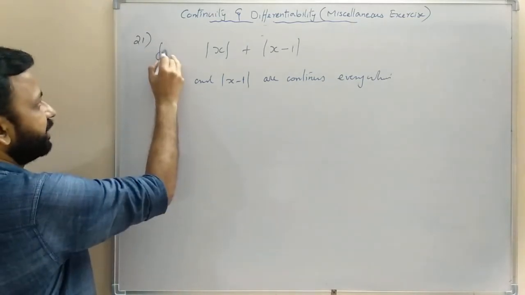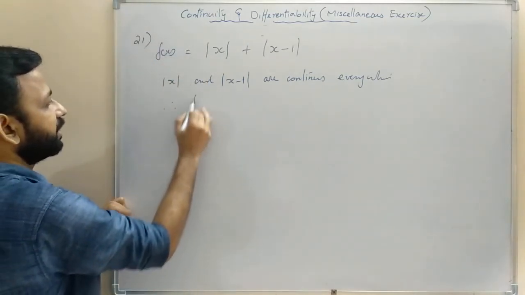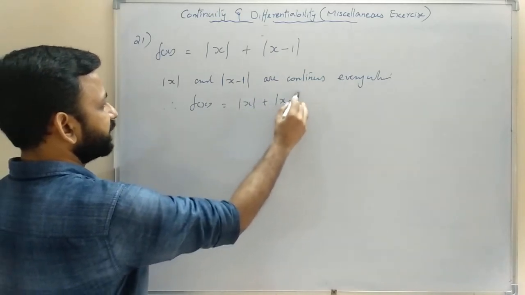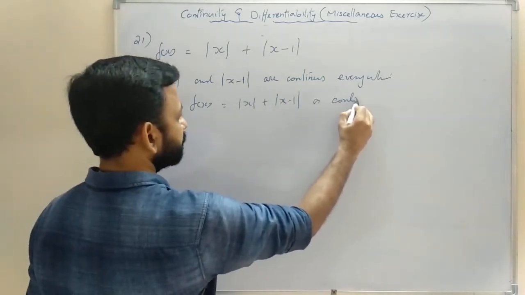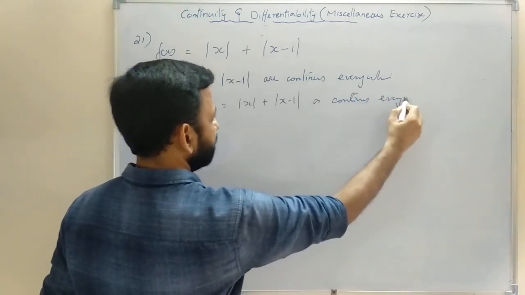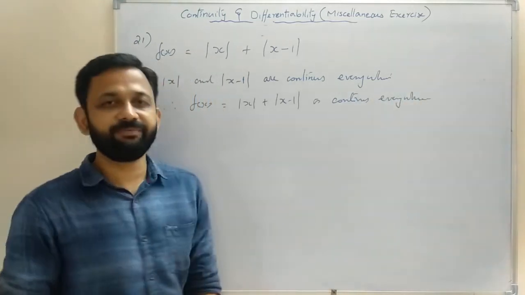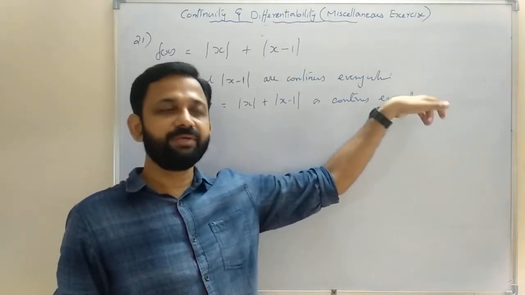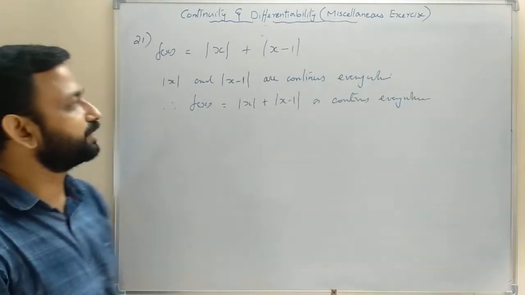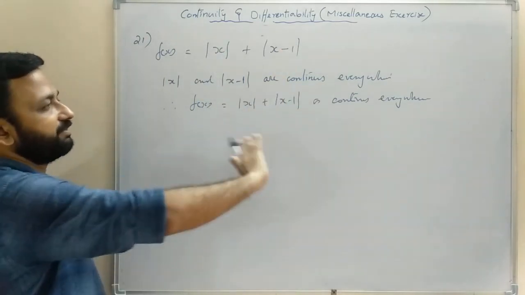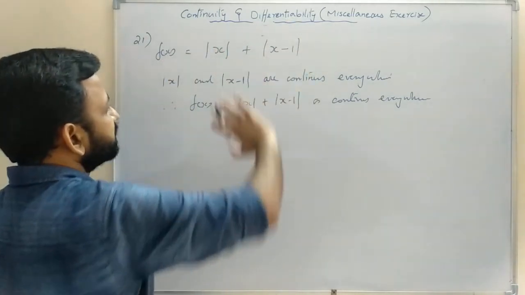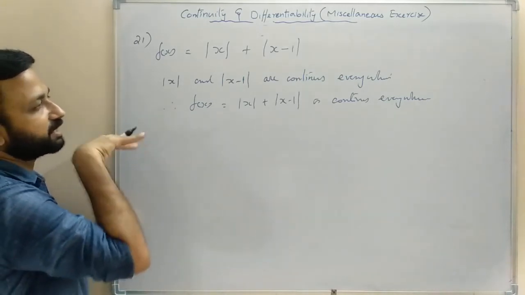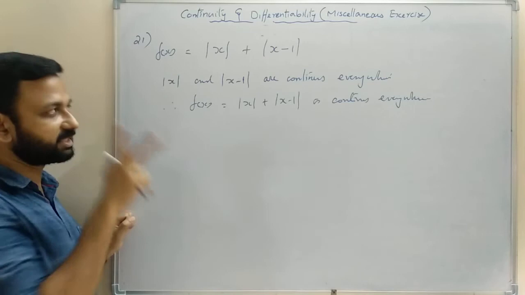Therefore, we will take it as f of x. f of x is equal to modulus of x plus modulus of x minus 1, which is continuous everywhere. The reason is, if f and g are continuous, then f plus g is continuous. Modulus functions are continuous everywhere, so we can say that this function is continuous everywhere. Then we need to show that this function is not differentiable at exactly 2 points.